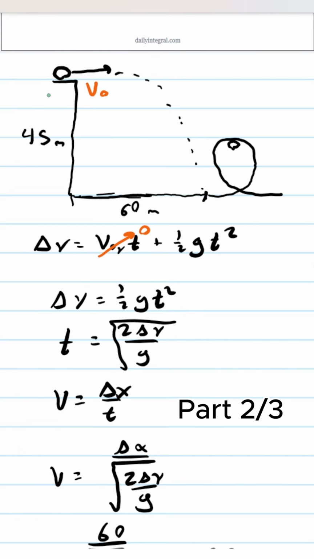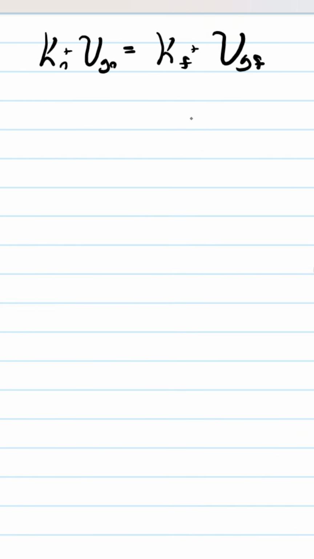Now that we have our v naught, we can use conservation of energy between our initial position and our final position on the loop. So we know that initially there is some kinetic energy and some gravitational potential energy. And at the final position, we will also have some kinetic energy, and we'll also have some gravitational potential energy.